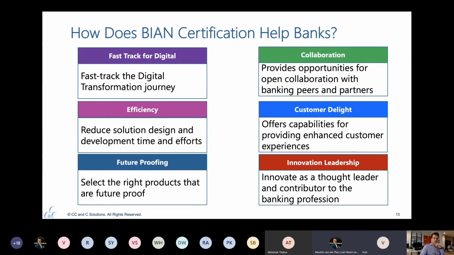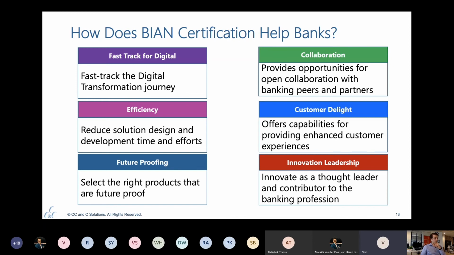There is a commonality. All these banks are looking for fast tracking to digital technology, digital transformation. Every bank is on a digital transformation journey, but depending on where you are and what you're doing, banks are in a different phase. But everyone wants to fast track. How do you fast track? Instead of reinventing solutions every time, you can pick the ready-made components that are available from a framework like BIAN.